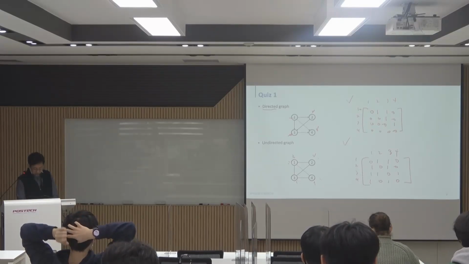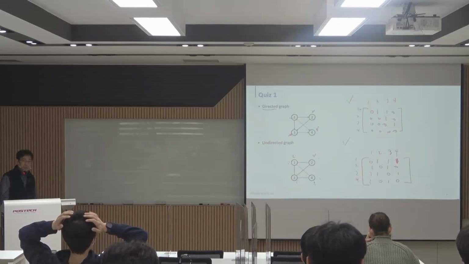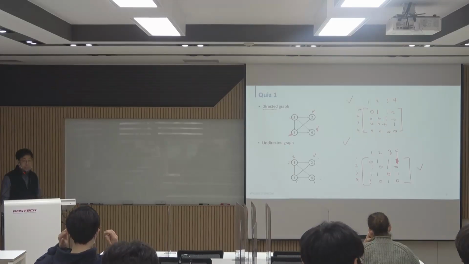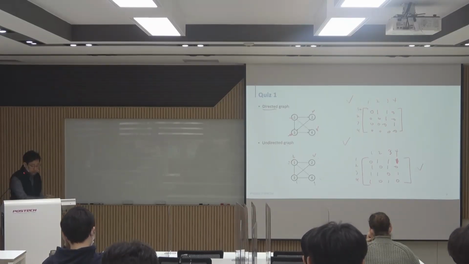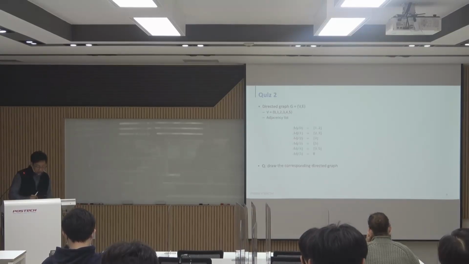From 1 here, see if that matrix is symmetric or not. You have to check, right? It should be a symmetric adjacency matrix for the undirected graph case. Okay? This is going to be the answer.